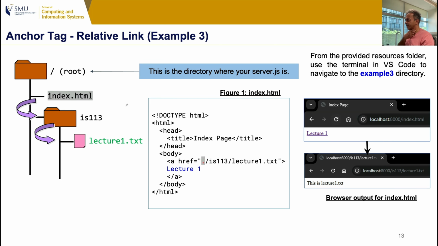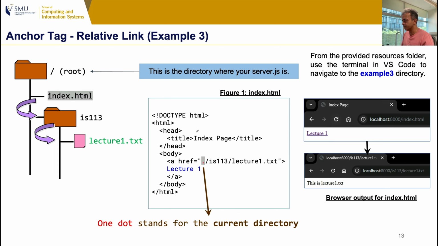Now let's go to example 3. Here all we want to do is to illustrate the use of path names in links. Not merely in links, actually in resources like images and also targets in forms, etc. href in this case with a dot. Dot actually means the current folder. So in this case, you are in index.html. Where is index.html? That is here, that is inside slash, which is the root, and you want to link to lecture1.txt, which is inside IS-113. So in the current folder, which is indicated by dot, IS-113, in there you have lecture1.txt. So that's what's being done.